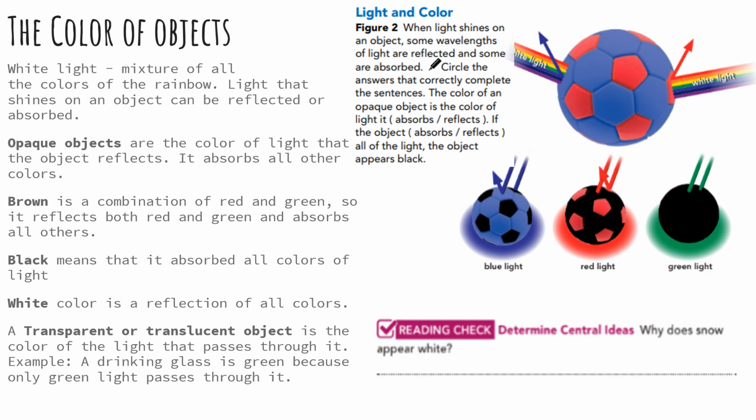Circle the answers that correctly complete the sentences. The color of an opaque object is the color of light it absorbs or reflects. And the answer is reflects. If the object absorbs or reflects all the light, the object appears black. The answer is absorbs. And that's demonstrated in this image down here of the soccer balls. So question, why does snow appear white? And the answer is that it reflects all colors of light.